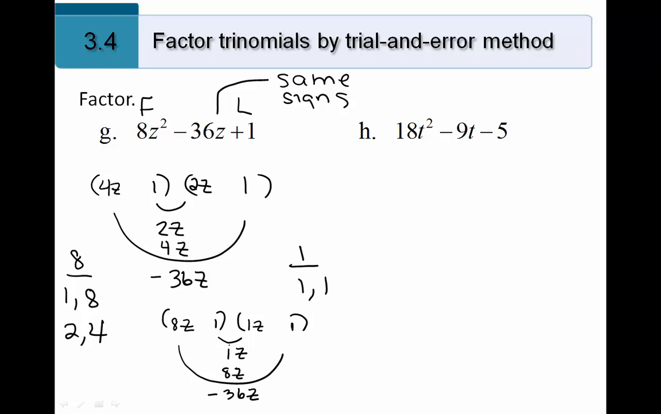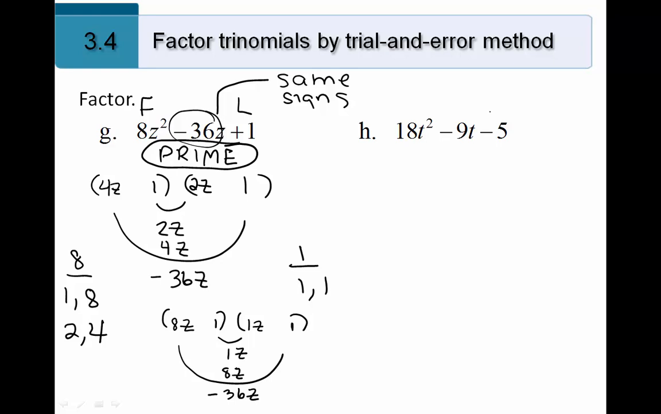So G, we say, is prime, or unfactorable, because no matter which factors we choose in the first locations, whatever factors we choose in the locations of L, we cannot situate them such that our inners and our outers add up to negative 36z. So we cannot factor that trinomial using this trial and error method.